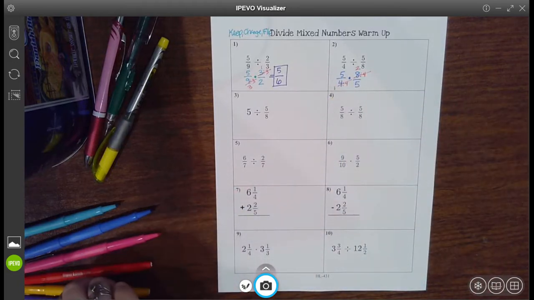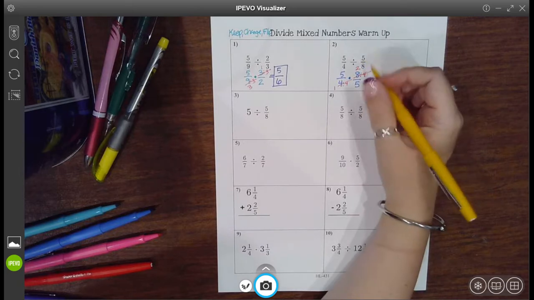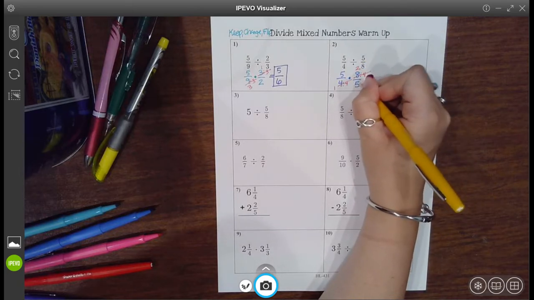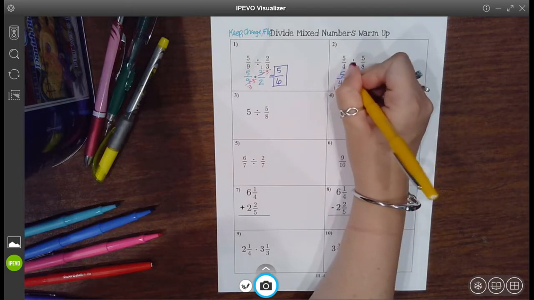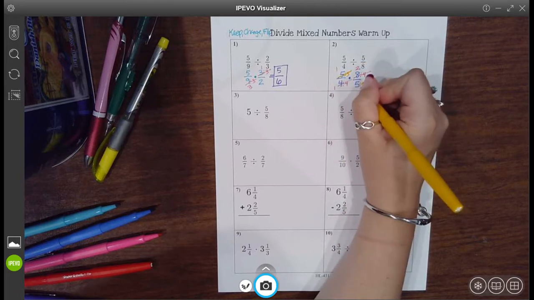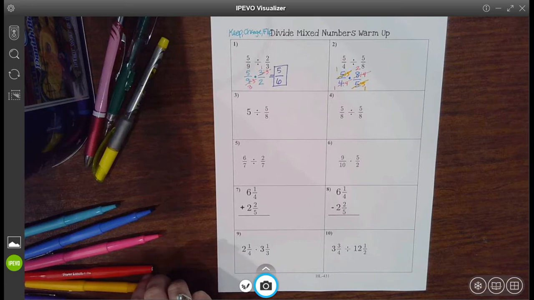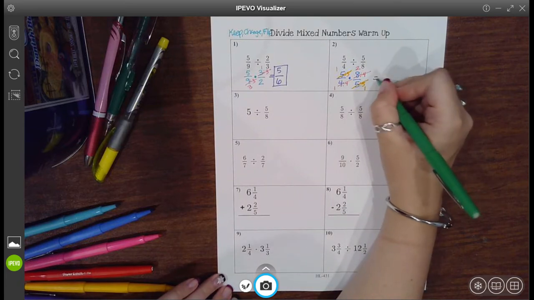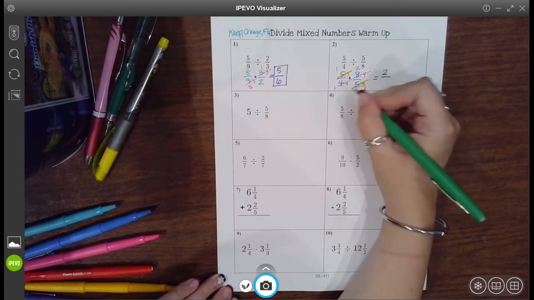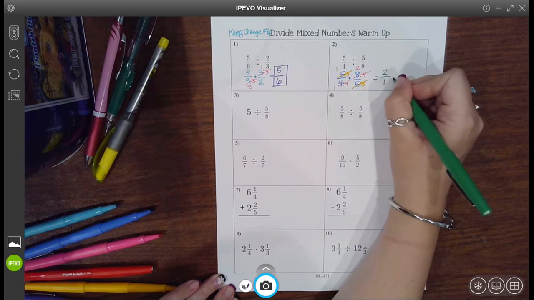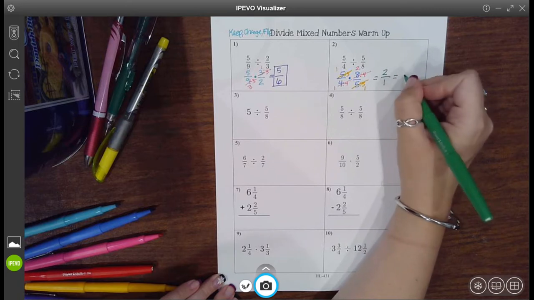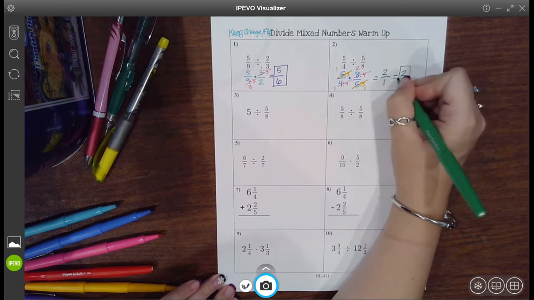And then look at the other numbers across from each other. Can 5 and 5 cross cancel? Yes, 5 can go into both. And 5 divided by 5 is 1, and 5 divided by 5 is again 1. Then, when you go to multiply across, 1 times 2 is 2. 1 times 1 is 1. And then 2 over 1 reduces or simplifies to 2.